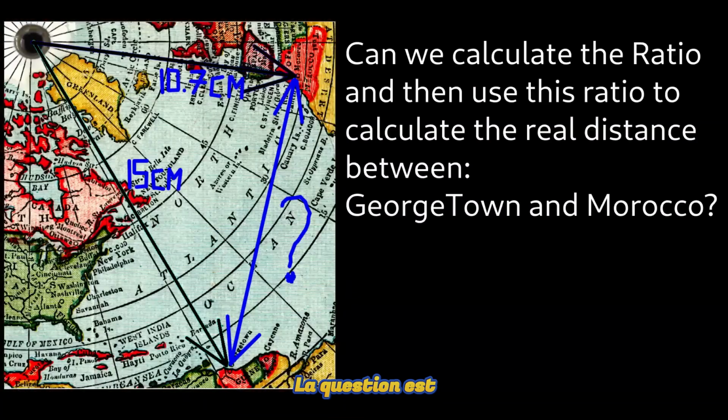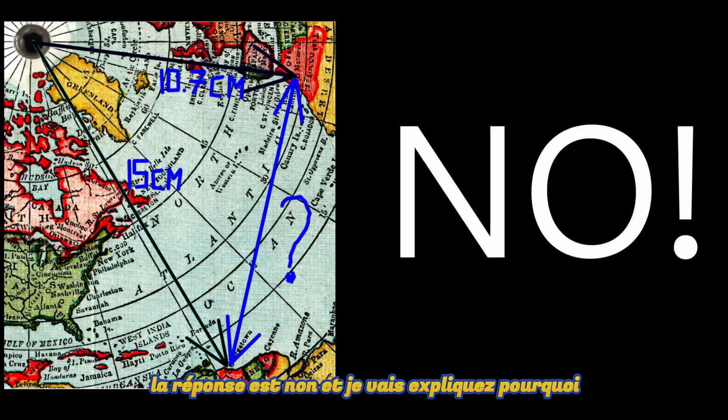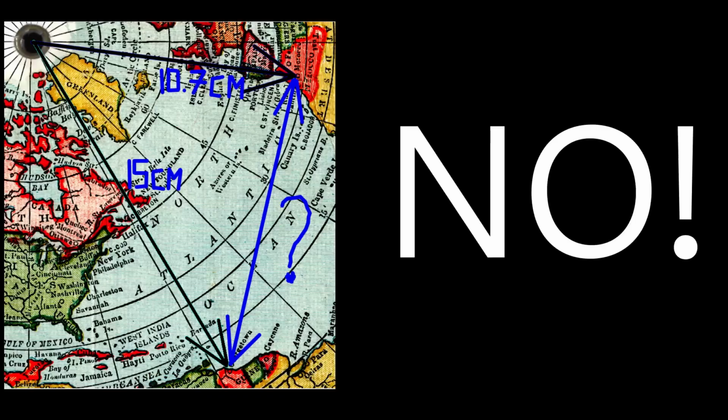The question is, can we calculate the ratio and then use this ratio to calculate the real distance between Georgetown and Morocco? The answer is no. And I'm going to explain why not.